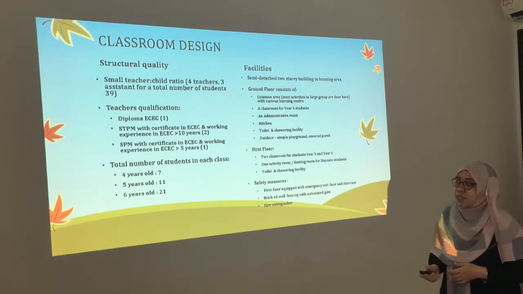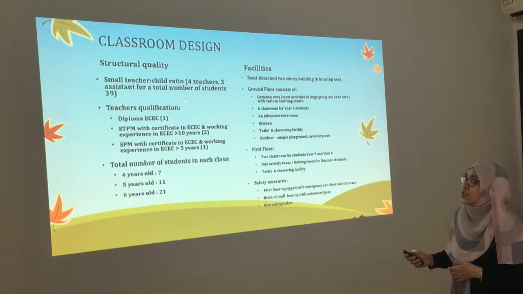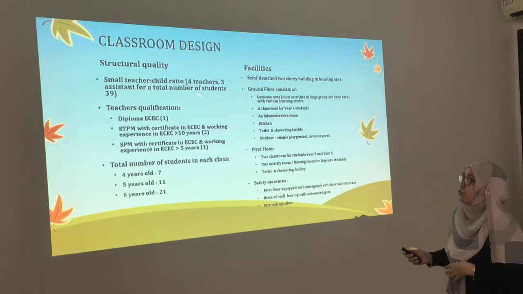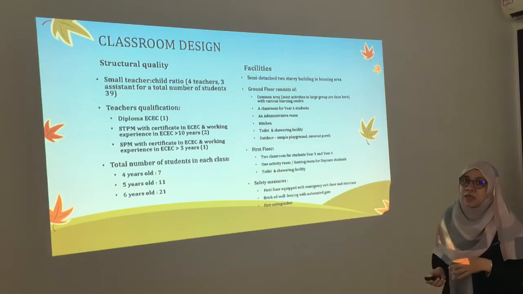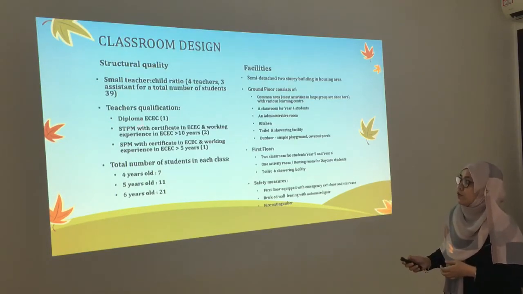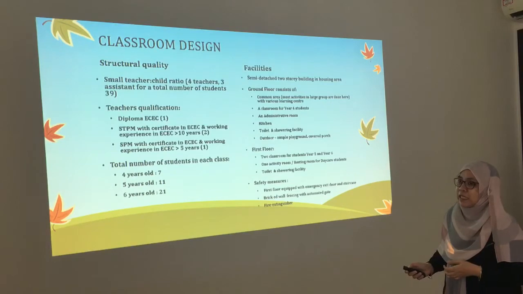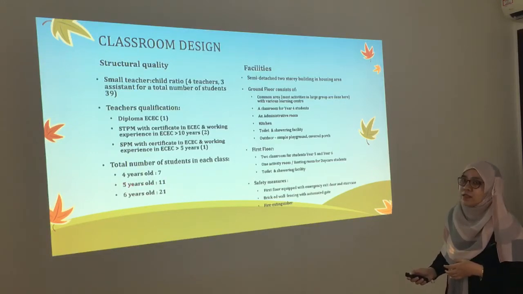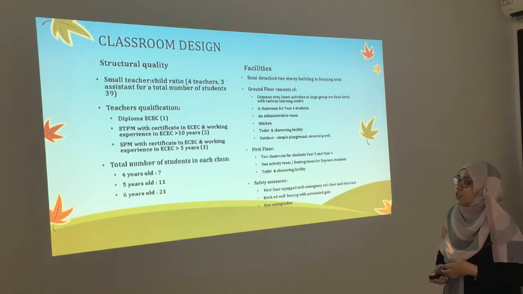So the first one is about a small teacher-child ratio in this center. There are 4 teachers and 3 class assistants for a total number of students of 39. So out of this 39, in the classroom for 4 years old, there are only 7 children. For 5 years old children, there are 11 children. And for the 6 years old classroom, there are 21 children.